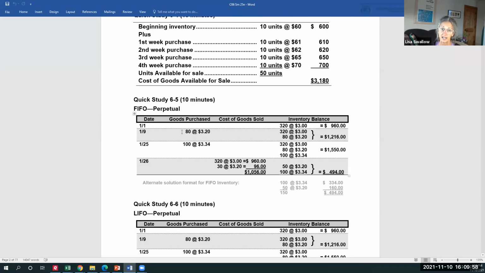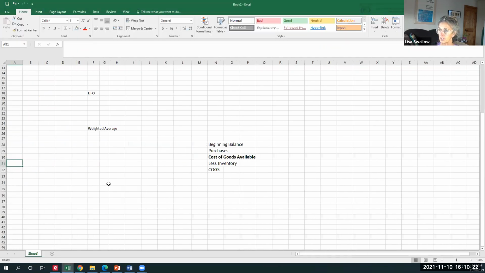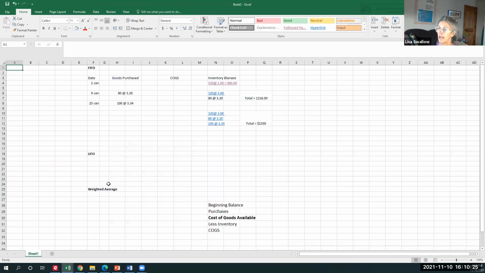So then we had a set of data, and we had to do FIFO, LIFO, and weighted average. Weighted average is kind of the trickier of the three. First in, first out means that your oldest stuff is in cost of goods sold and your newest stuff is in inventory. So you should always be able to set up a spreadsheet, or just write it out on a piece of paper, and set up your headings: dates, cost of goods purchased, cost of goods sold, and your inventory balance. So don't forget to plug in your beginning balance.